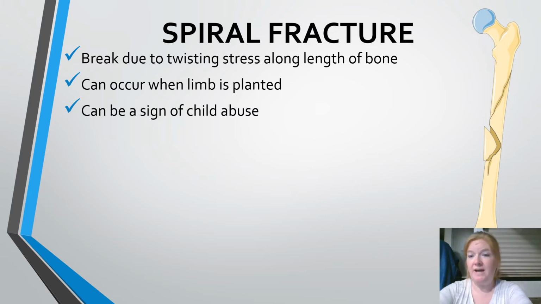A spiral fracture is a break due to twisting motion. Okay, a twisting force along the long axis of the bone. So it can occur when a limb is planted. So you plant your foot and you twist. Okay, so it can happen in a lot of sports. It can also be a sign, unfortunately, of child abuse.